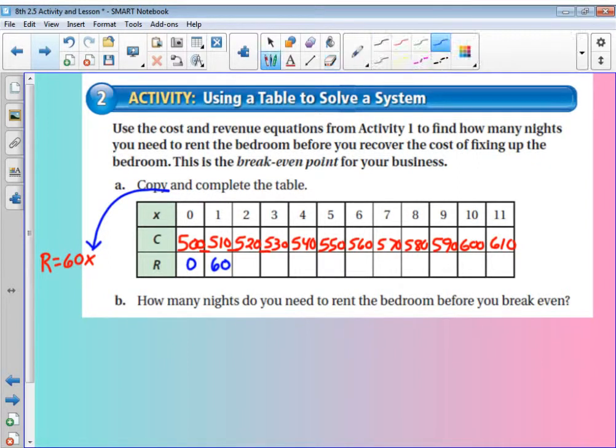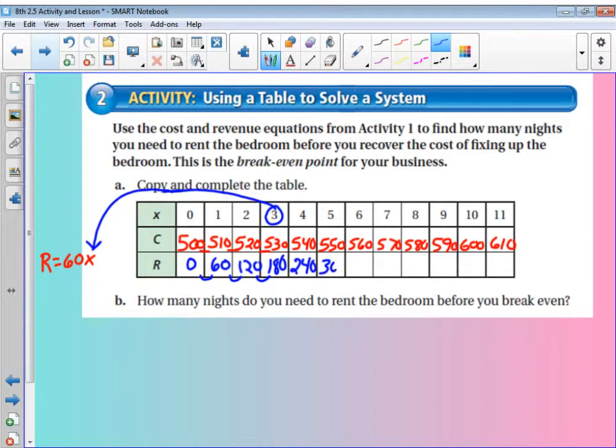So now we'll go ahead and plug in the 2 for the x. So 60 times 2 is 120. We'll do one more, and then we'll discuss our sequence. So 60 times 3 is going to give us 180. Okay, so now if we continue that sequence, we notice that it's going up by 60 from one day to the next. So on day 4, if we had somebody stay a 4th time, or we had rented it out a 4th night, we would do 60 times 4, which is 240. And we're just going to increase by 60 every time.